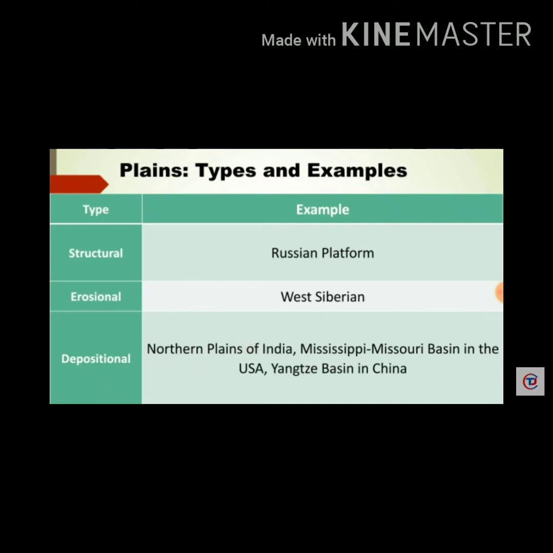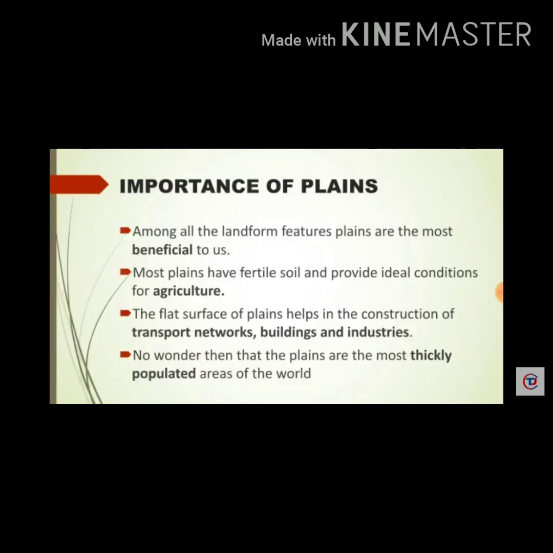Next come the characteristics and the advantages of the plains. We can also call it the importance of plains. It is a leveled, low surface area. The plains are rich in alluvial soil deposits, so they are very fertile. As they are fertile, they are densely populated too. The advantages are also related to the characteristics only. These areas are very beneficial as all the things are easily available. They have rich fertile soil, so agriculture is very good.